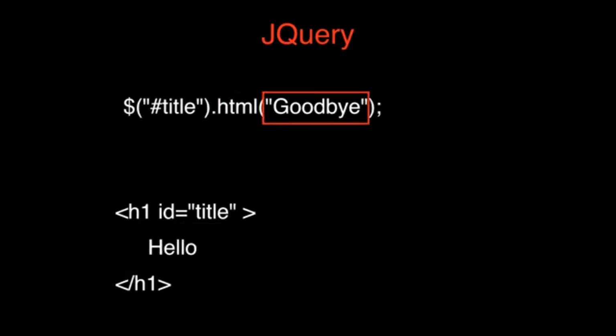And finally, we've got an argument to this function HTML, and that is what we want to set the HTML content of the tag to. So we're going to change the HTML content of the tag, and we want to change it to goodbye. Again, I could include tags in there. I could include a link, for example, but at the moment it's just text. So we're getting rid of the old content of the tag, and we're putting in goodbye.